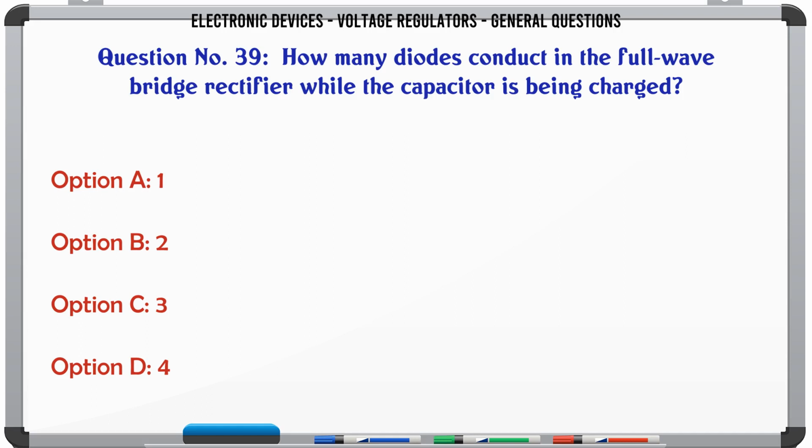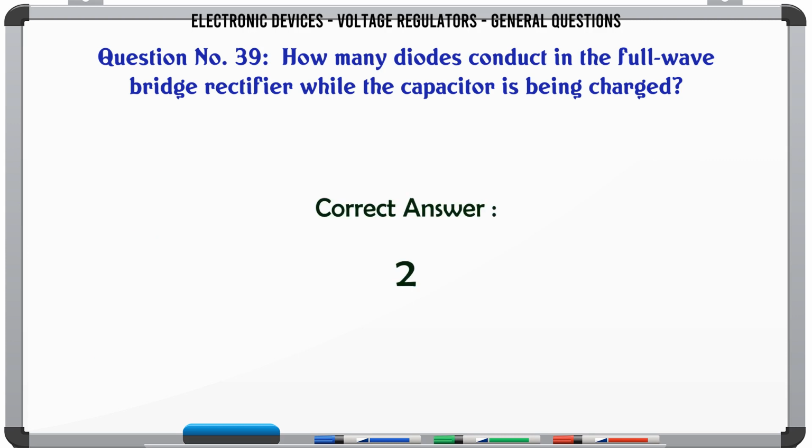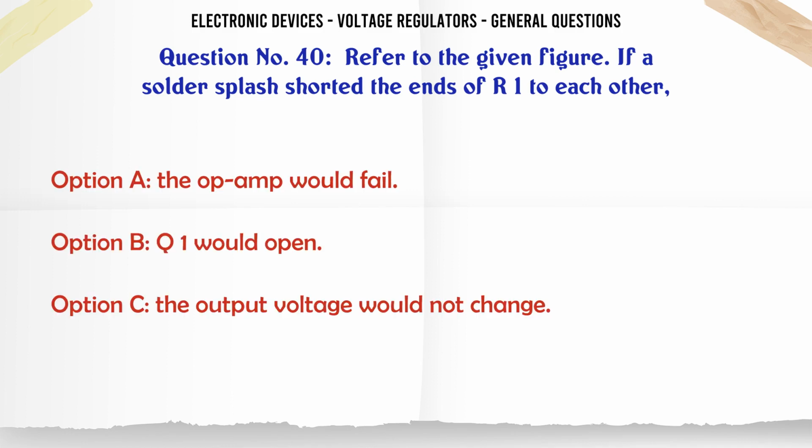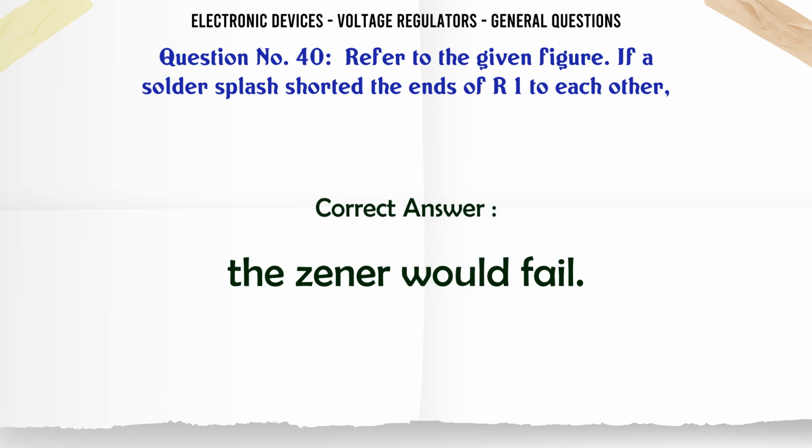4. The correct answer is 2. Refer to the given figure. If a solder splash shorted the ends of R1 to each other, A. The op-amp would fail. B. Q1 would open. C. The output voltage would not change. D. The zener would fail. The correct answer is the zener would fail.